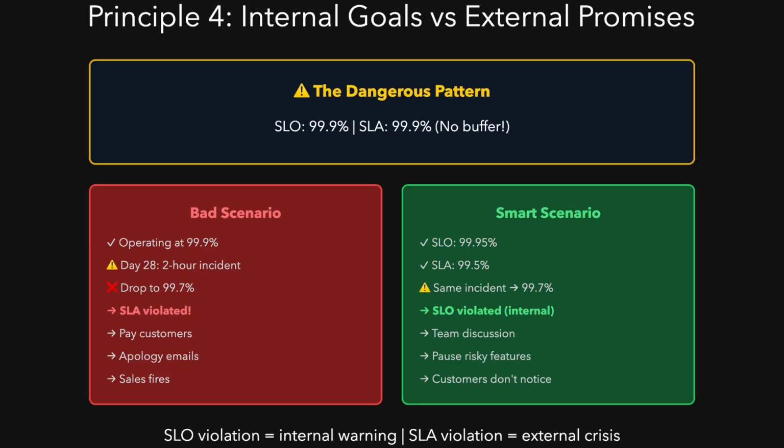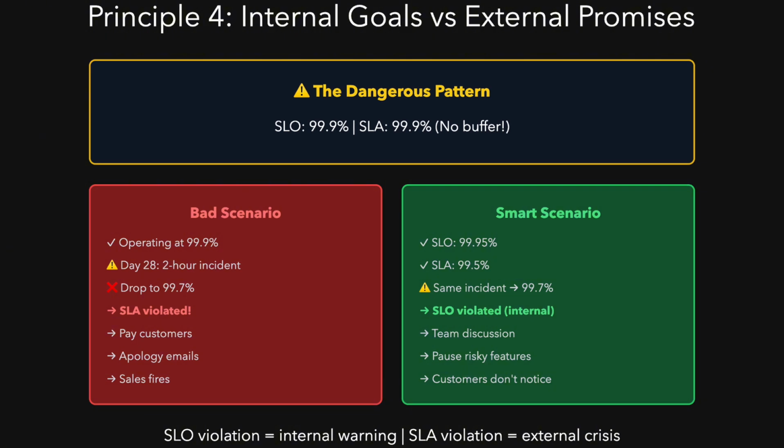Next principle, differentiate between internal goals and external promises. This separation is crucial and often missed. SLOs are aspirational. They are your internal standard. If you violate an SLO, the consequence is internal. You have a team discussion, maybe you pause future work to fix reliability, maybe you adjust your SLO if it was unrealistic. SLAs are contractual. If you violate an SLA, the consequence is external. You pay money, you lose customer trust, you might face legal action.